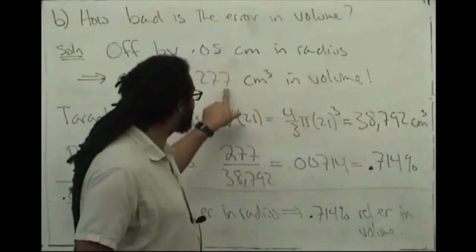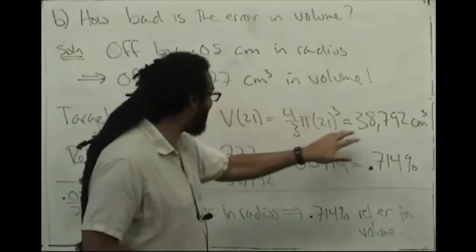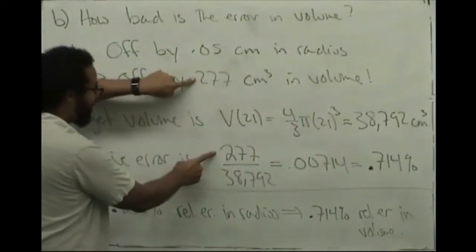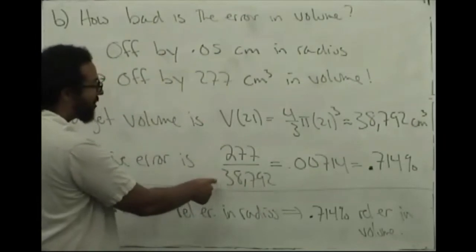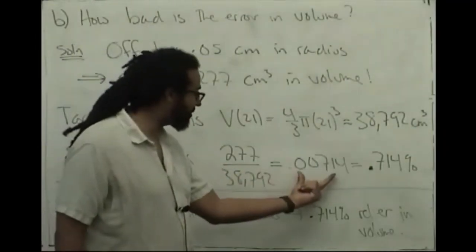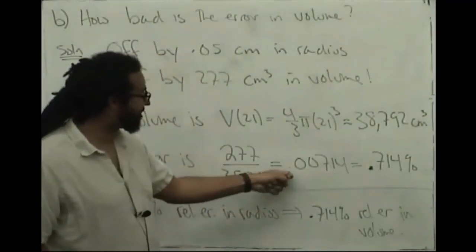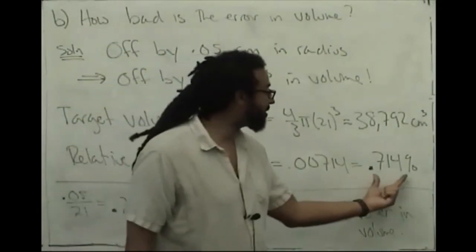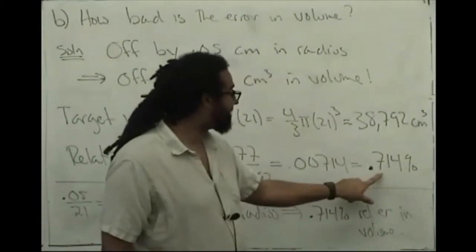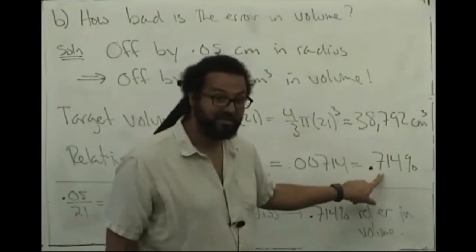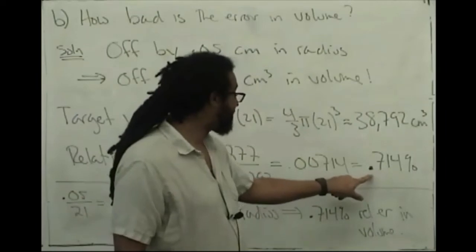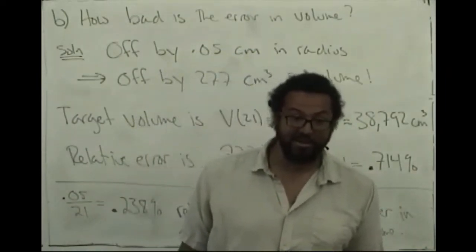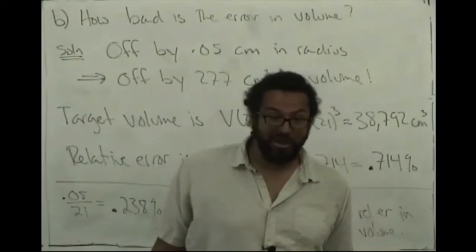So let's try to quantify that. The relative error is the little change in the volume divided by the actual volume. So now we get a ratio, and this ratio is just 0.00714. So in terms of a percentage, that's 0.7%. That's not that bad. So 0.714% is really how bad the error actually was. So not that much.